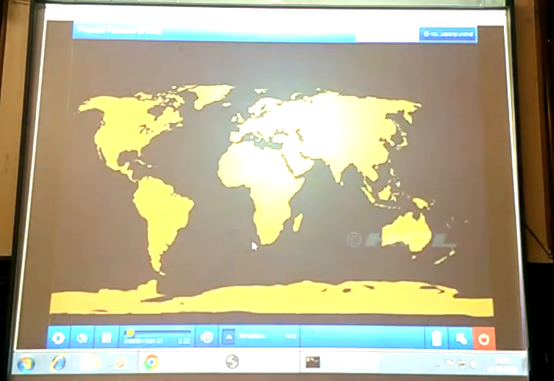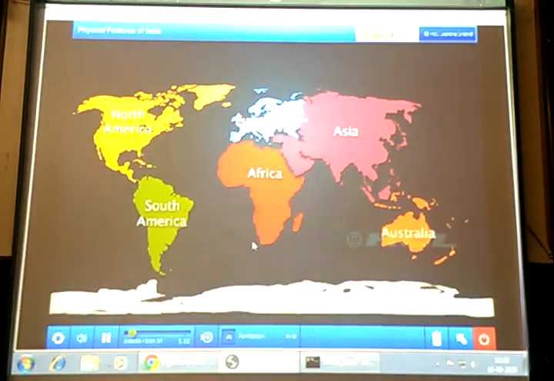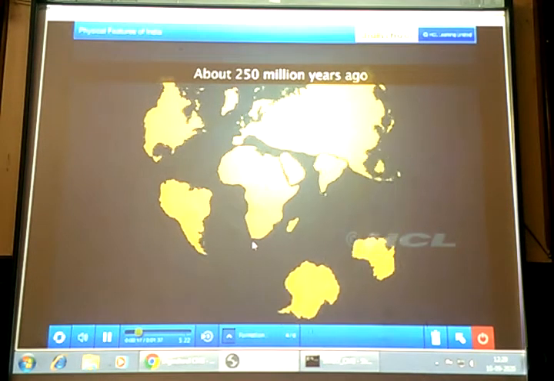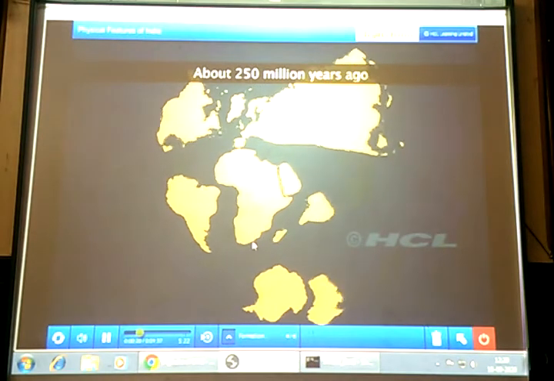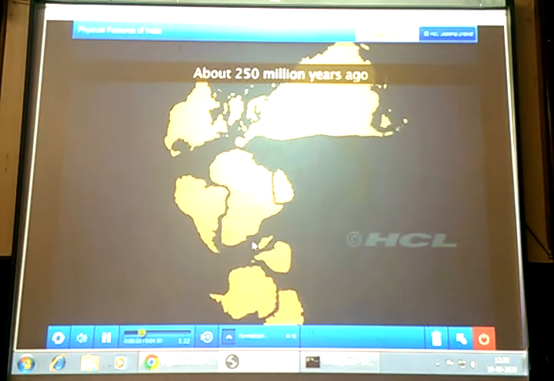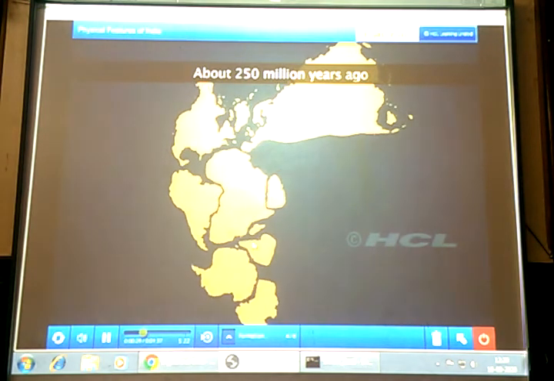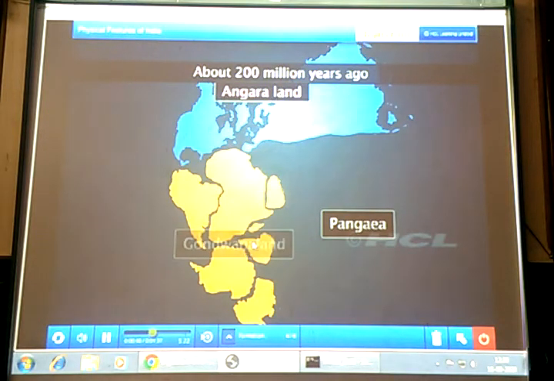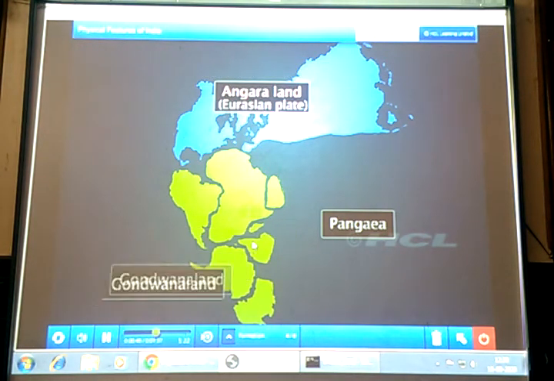The current positioning of the continents in the world is a result of tectonic plate movement over millions of years. About 250 million years ago, the continents were present as one huge landmass. This ancient supercontinent is called Pangaea. About 200 million years ago, Pangaea broke up to form 2 large landmasses called the Angara land and the Gondwana land. Angara land was the ancient name given to the Eurasian plate.